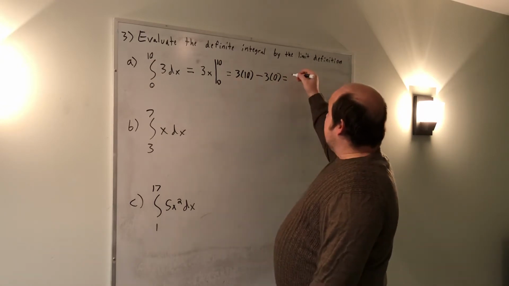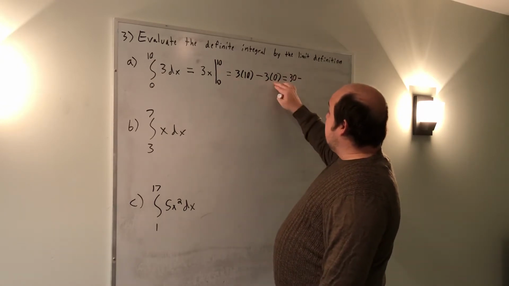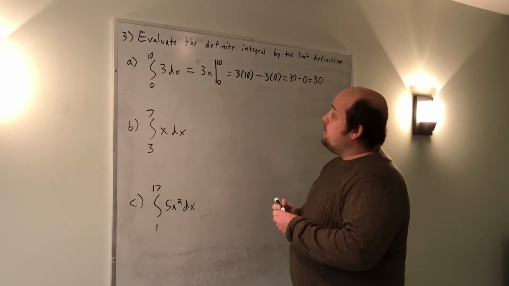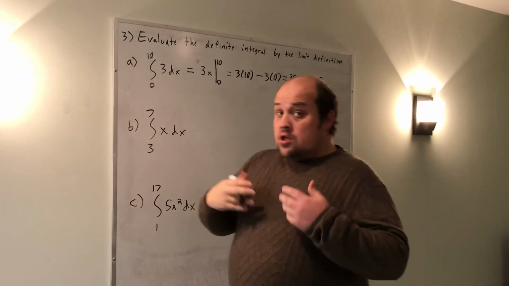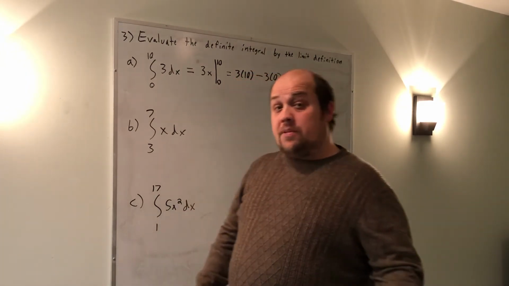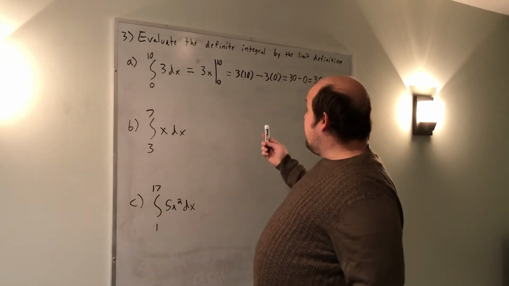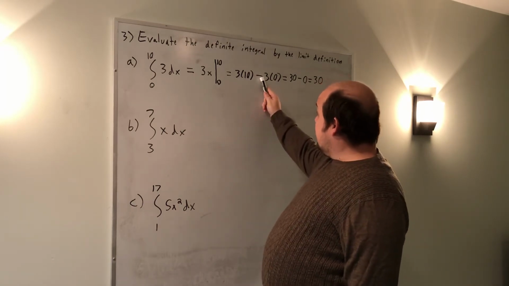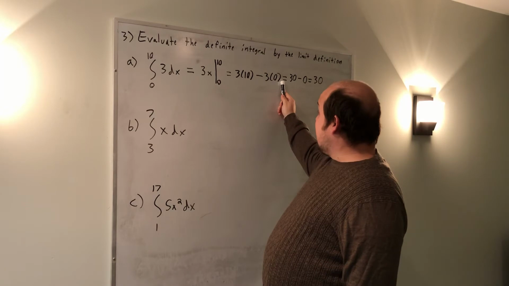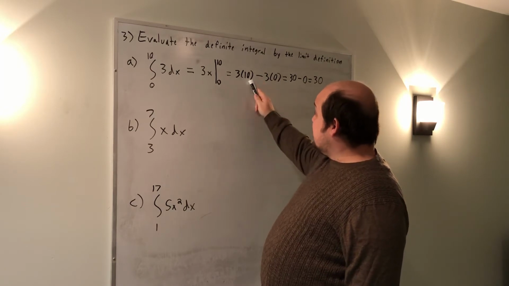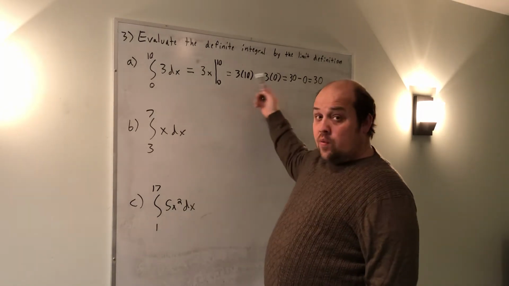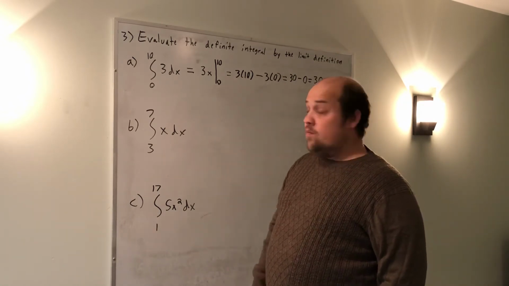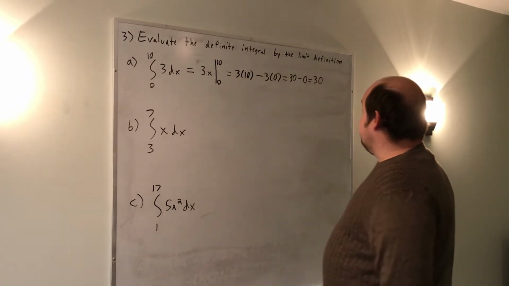3 times 10 gives me 30. 3 times 0 gives me 0. So my final answer here would be 30. You may be asking, how come we don't need a plus c here? The general idea is I could have put a plus c here, but then I'd put a minus that same exact constant here. So since the constant minus the constant is always going to cancel each other out, I don't need to worry about that constant when I'm doing a definite integral.